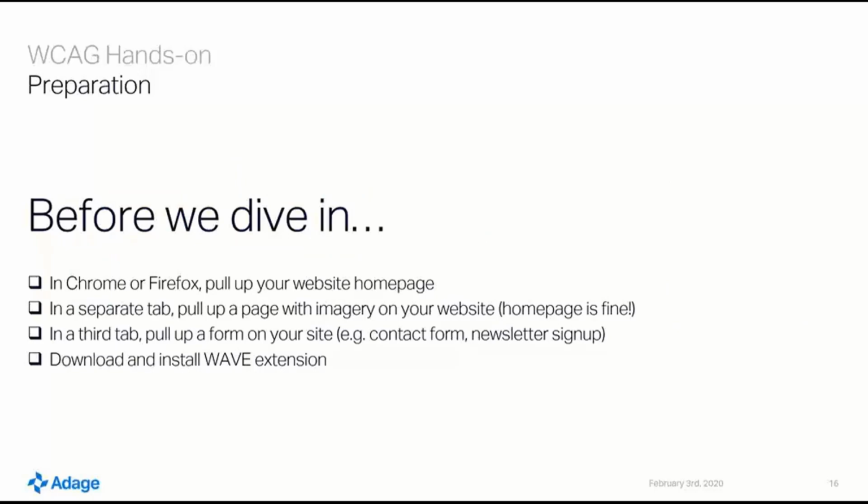All right, so as we get into these demos, we'll show you how to run tests on your own website. In Chrome or Firefox, pull up your home page. And in a separate tab, pull up a page that includes a number of images. If your home page includes images, you can just stick with the home page. And in another tab, pull up a page that includes some kind of form, like a contact form or a newsletter sign up if you have one. And if you haven't already, please make sure that you have the Wave extension downloaded and installed in the browser you're using. And let us know if you need any help with this setup.